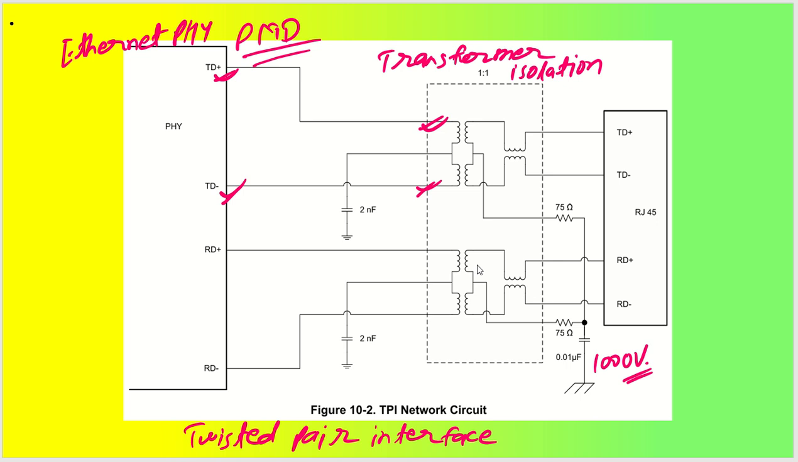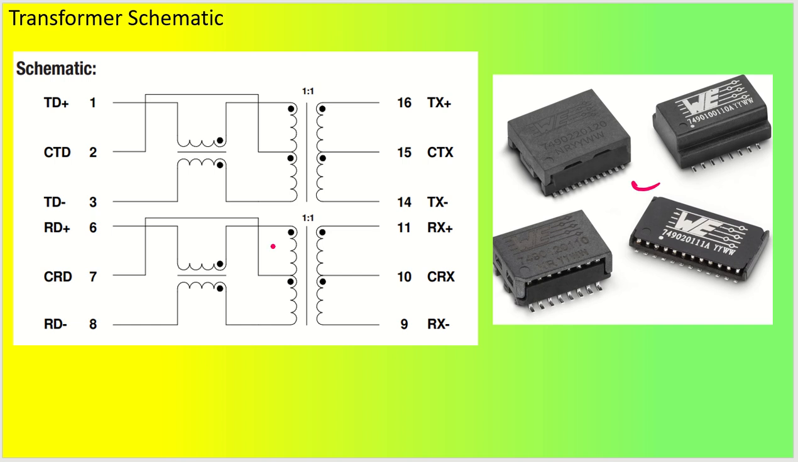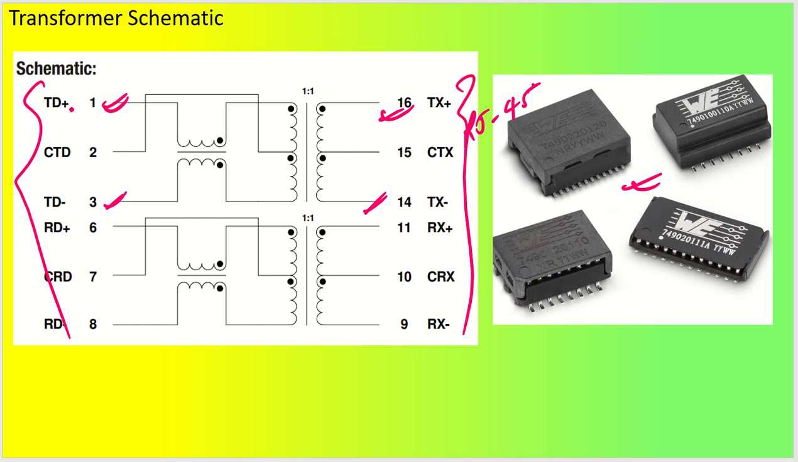This transformer can be found easily from many manufacturers. I have taken one of the circuits from Würth Electronics. As you can see, these are the transformers, and the connections are very easy. These are 1:1 transformers. You can see they are pointed out as TD plus and TD minus. Pins 1 and 3 act as TD plus and TD minus, and TX plus and TX minus get connected to your RJ45 connection. This side is the RJ45 connection, and this side is your Ethernet PHY connection.